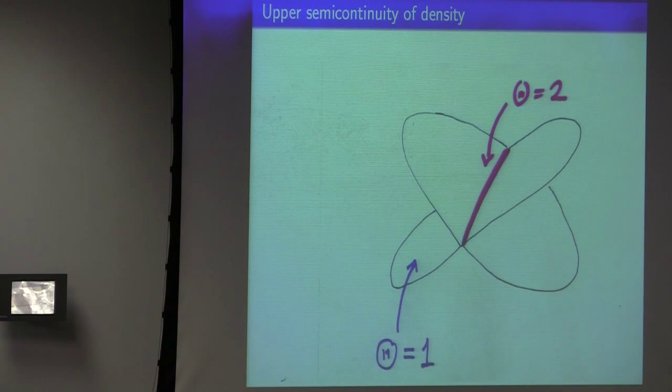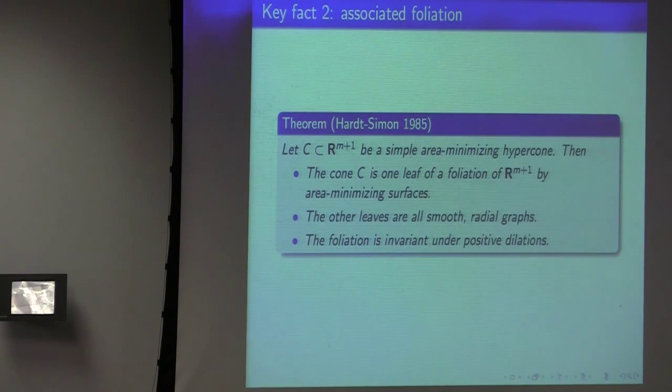So if you take two straight lines in R3, that's a minimal variety, and if you move them together, the density is 1 everywhere, but suddenly, boom, when they intersect, the density jumps up at the intersection point to 2. So those are examples where you see the density can jump up. But you can prove, it's very easy, follows from the monotonicity formula, that the density can never jump down. So it's upper semi-continuous. Not continuous, but upper semi-continuous. So that's one key ingredient in our proof.